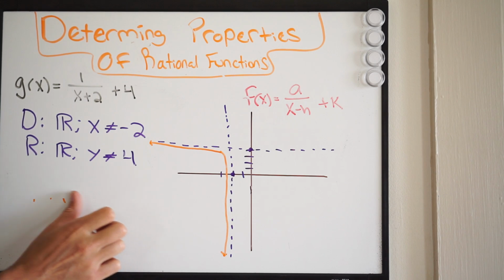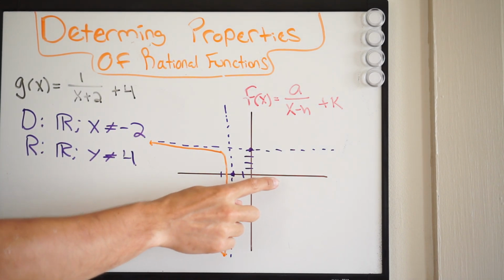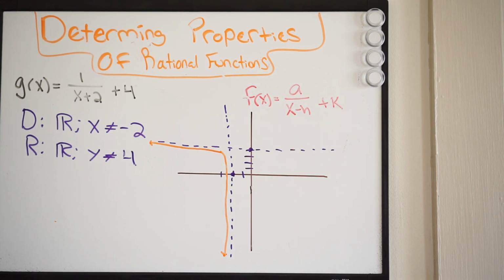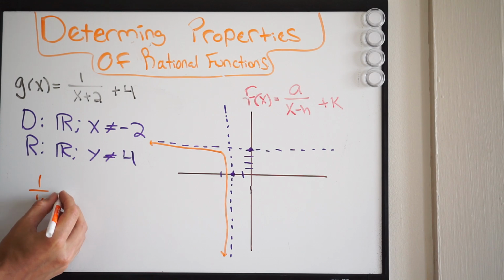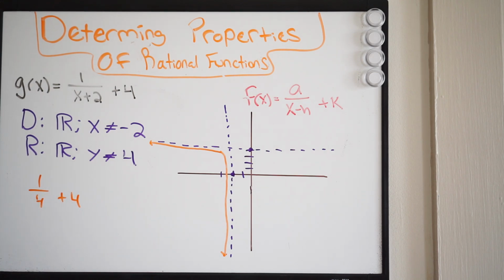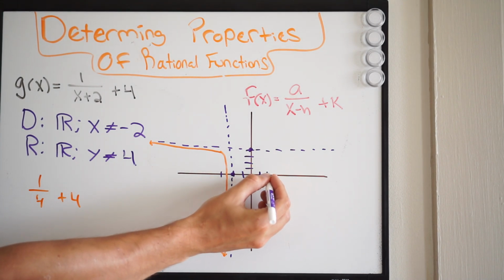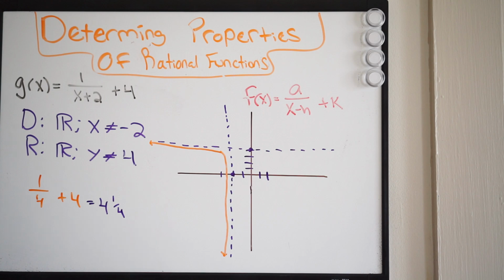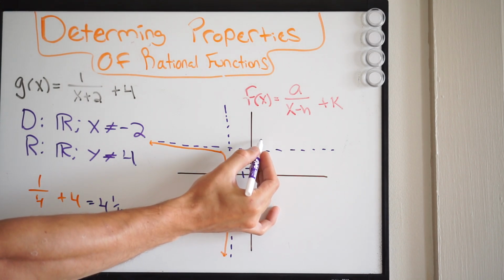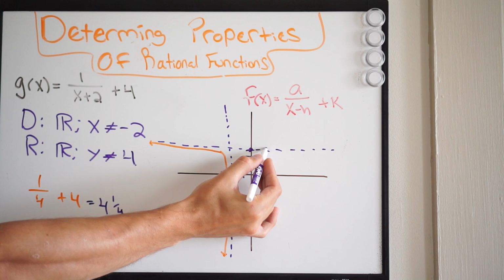So we're going to pick a point to the right here. Let's pick 2, and let's determine what we get. We get 1 over 2 plus 2, which is 4, and then plus 4, so we get 4 1/4. So when I go over 2, I get 4 1/4. Well, here's my horizontal asymptote at 4, so I'm right above that. So I'm going to make a point right above that.